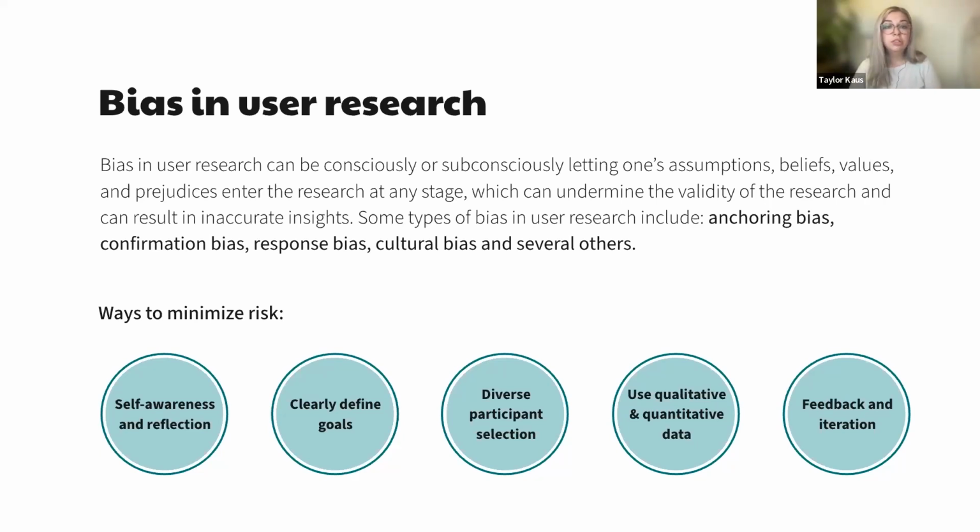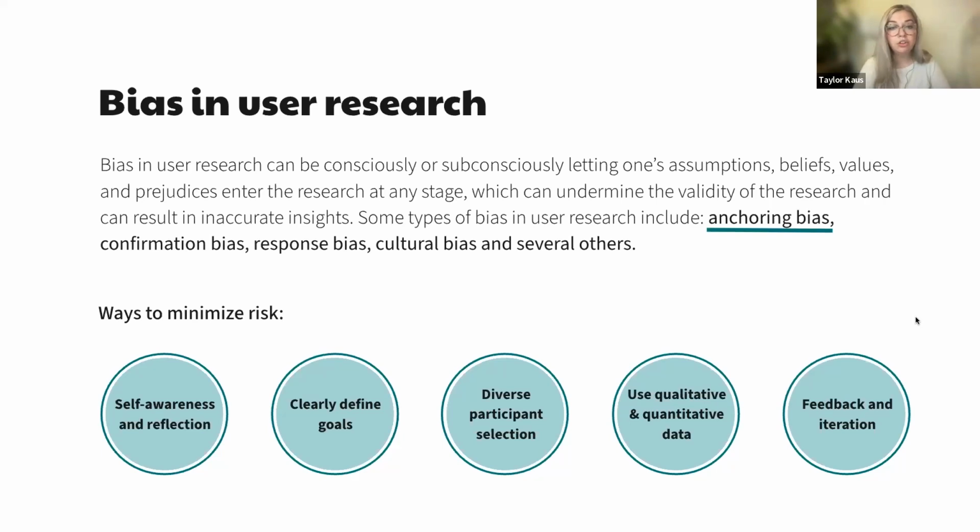Bias in user research can be consciously or subconsciously letting one's assumptions, beliefs, values, and prejudices enter the research at any stage, which can undermine the validity of the research and can result in inaccurate insights. So there are several different types of biases, and we've included a few here. Starting with anchoring bias.